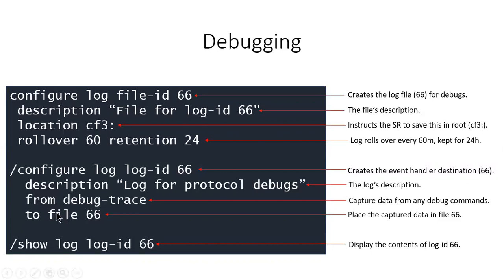In our case, we want the logging information from the debug trace commands, and we want that output, or that data, sent to the file with the ID of 66, which under our configuration, we know is going to be stored on our compact flash drive. And to view the contents of our event handler, we're going to use the command show log ID 66.